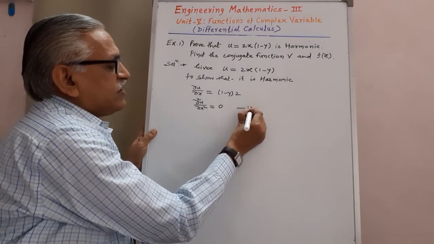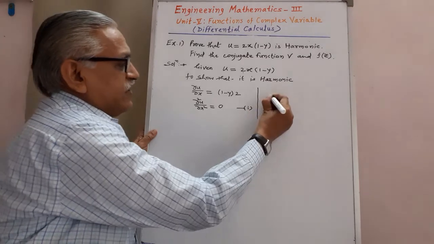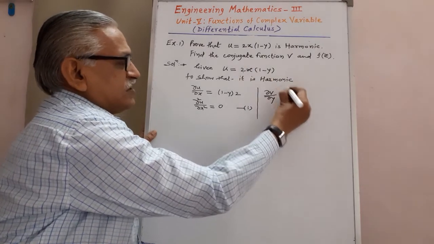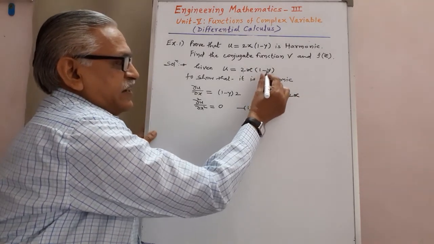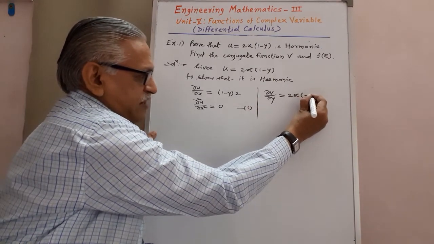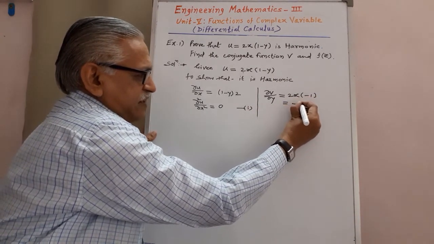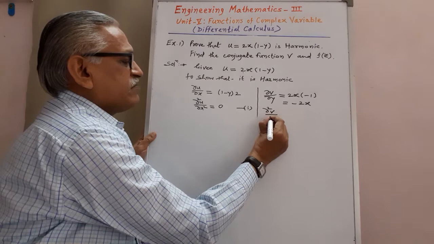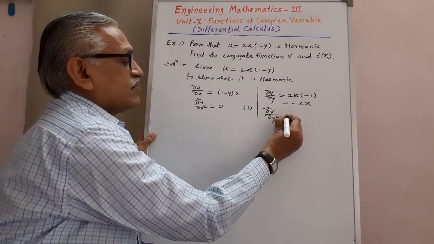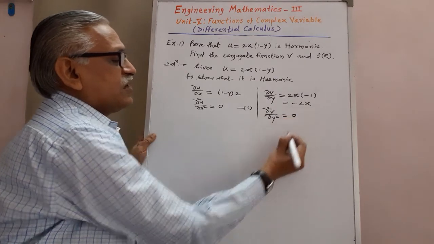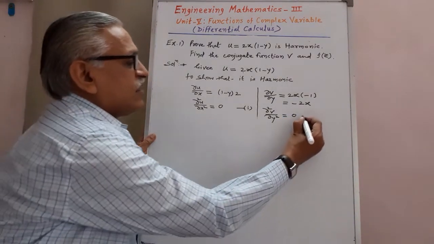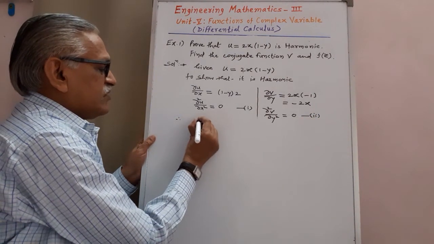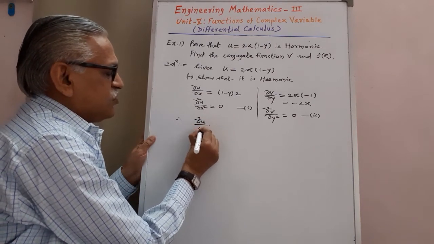We call this equation 1. Then we differentiate u with respect to y, keeping x constant. Therefore, the 2x term is constant, and the derivative of 1 − y with respect to y is −1, and therefore that term is −2x. Again differentiating with respect to y, its derivative is 0 as it is a constant term with respect to y. We call this equation 2, and therefore we check the Laplace equation, ∂²u/∂x² + ∂²u/∂y².